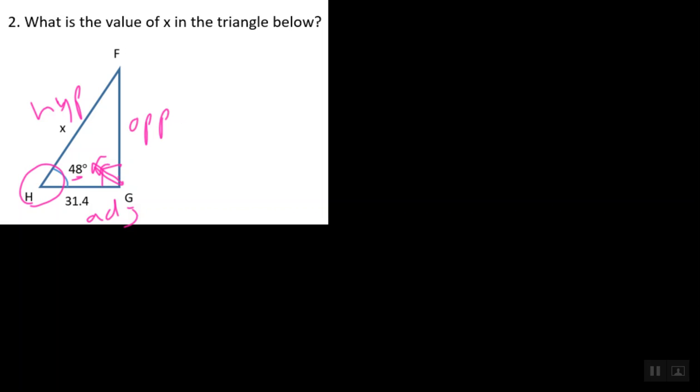Now we want to figure out which two sides have information. I see that my hypotenuse has the value x. I see that my adjacent side has that 31.4, but there's really nothing of interest for the opposite side. Now I'm going to give you a little saying to help you memorize these. Here's our saying: SOH CAH TOA. If you can memorize this phrase, SOH CAH TOA, you'll always know our functions.